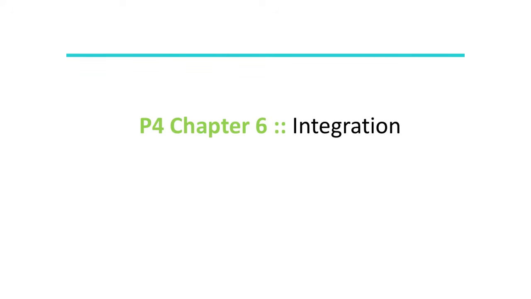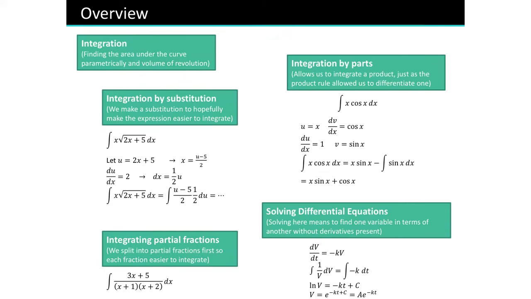Okay, Pure 4, Chapter 6, Integration. So, a really huge chapter that we're going to go through step by step. As we know, in the chapter we're going to look at 5 different types of integration. So, we are going to look at integration, finding the area under the curve using parametric equations, or the volume, okay, really simple.